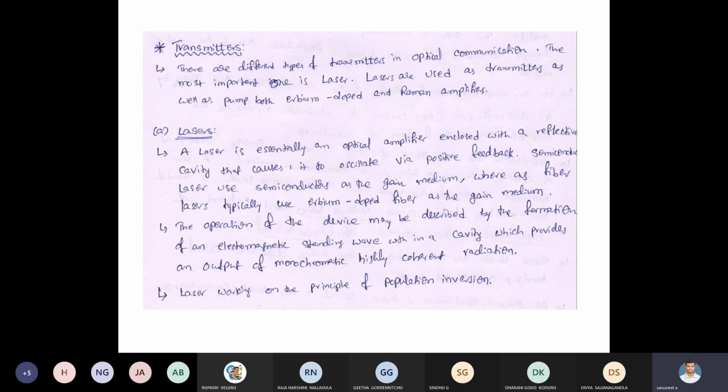so that the total light energy is transmitted in a particular direction only. What is the principle of laser? The principle of laser is population inversion. Here the population inversion works with the principle of absorption, spontaneous emission and stimulated emission of radiation.